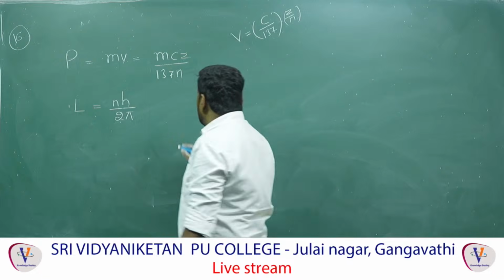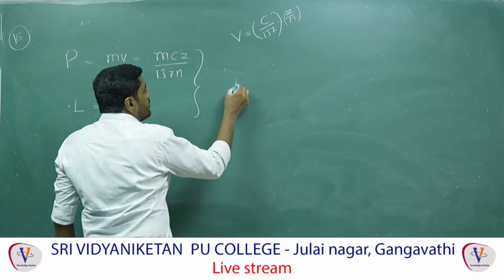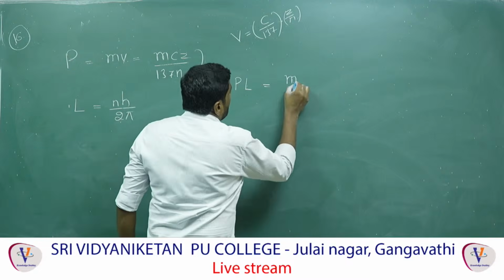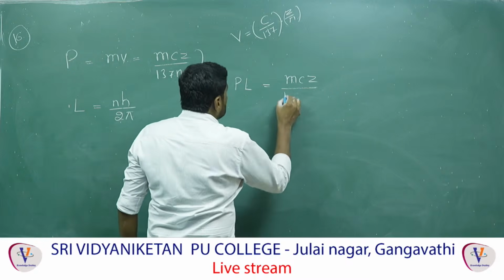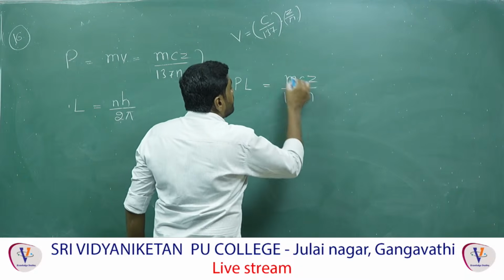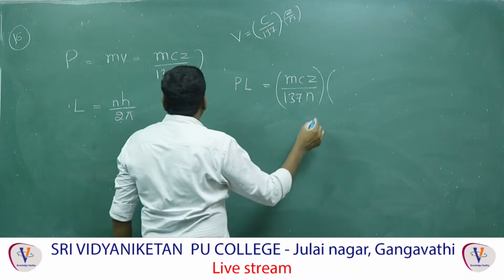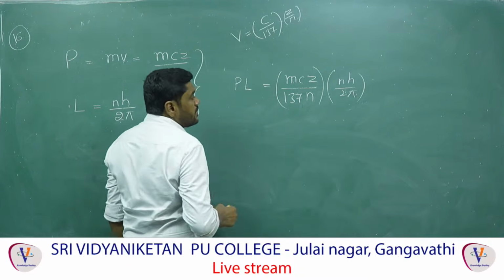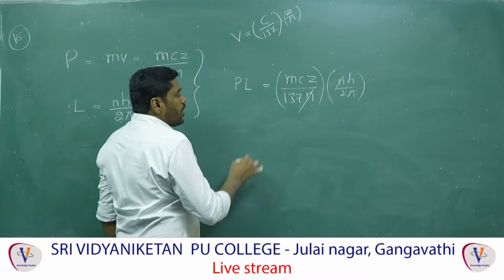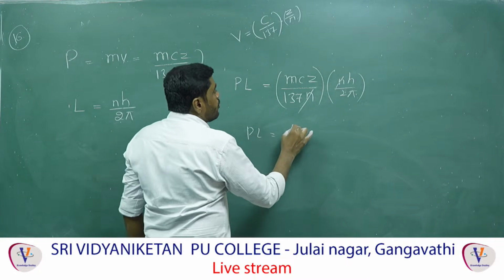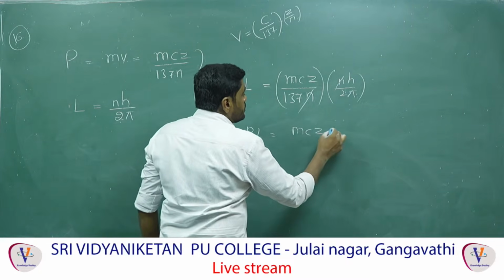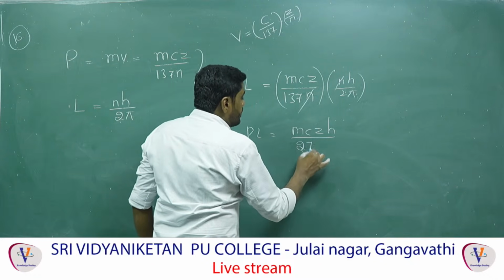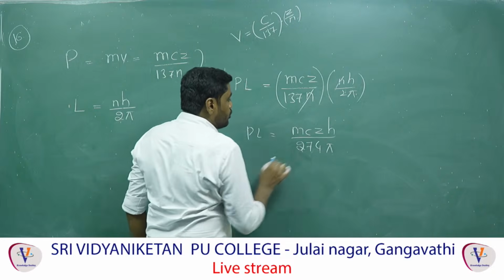Therefore, they are asking for the product of linear momentum and angular momentum. If you take it, that is m c Z by 137 n into n h by 2 pi. Now n cancels. Therefore, PL is equal to m c Z h by 137 into 2 pi, that is 274 pi, because the 2 pi is there.